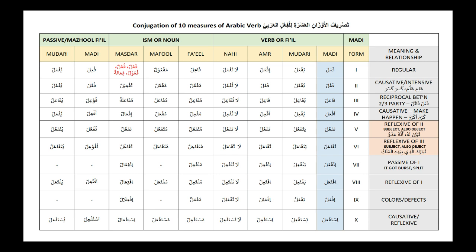Form 9, if'alla. If'alla, yaf'allu, if'alil, la taf'alil, muf'allun, no maful. Masdar is if'ilalun, no madi majhul, no mudari majhul. And the last verb is form 10, istaf'ala. Istaf'ala yastaf'ilu istaf'il, la tastaf'il, mustaf'ilun mustaf'alun, istif'alun, ustuf'ila yustaf'alu.